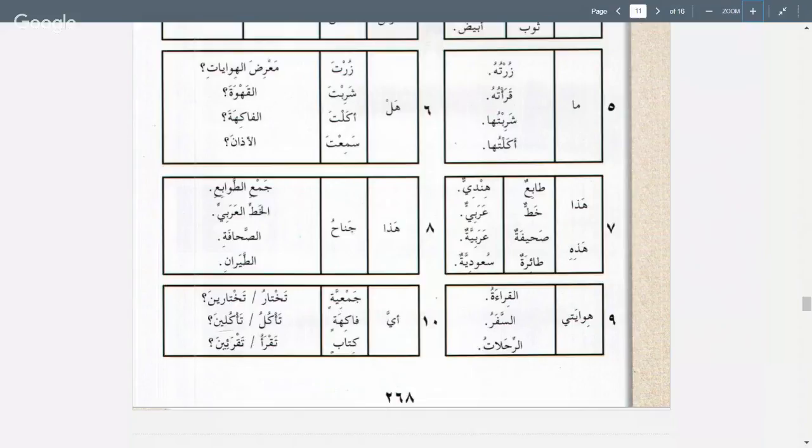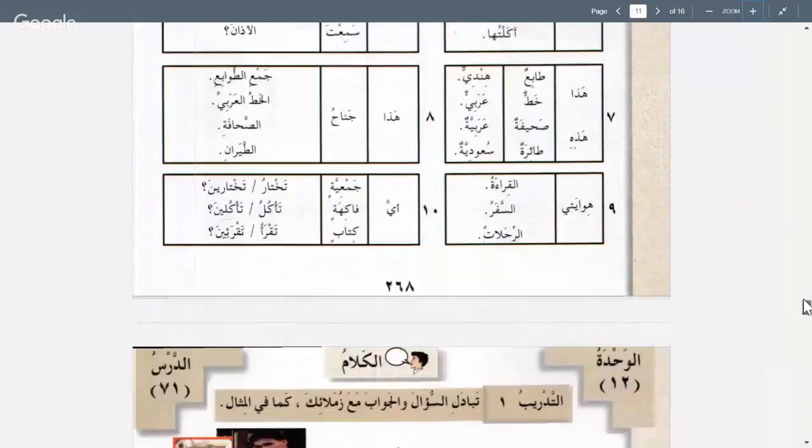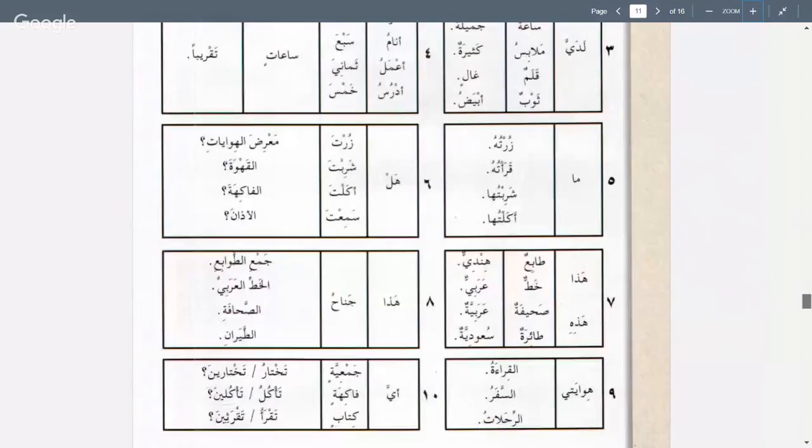أي جمعة تختاروا، تختارين؟ Which club do you choose? تختاروا is for male, تختارين is for a female. أي فاكهة تأكلوا، تأكلين؟ What fruit do you eat? Male and female. أي كتاب تقرأ، تقرأين؟ Which book are you reading? Very good. Okay. Any questions about any of those? Questions?